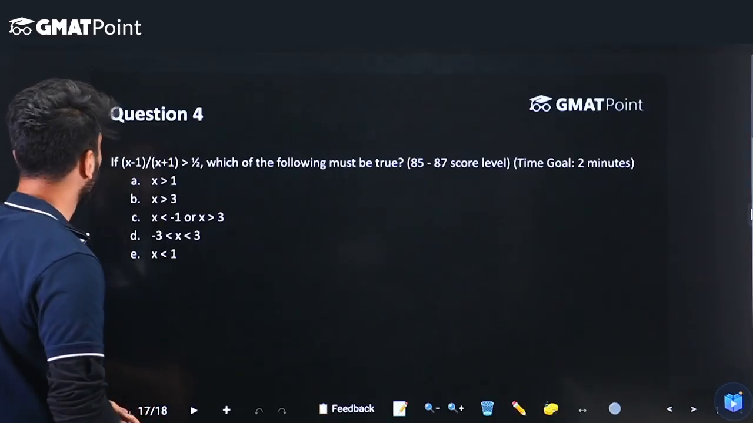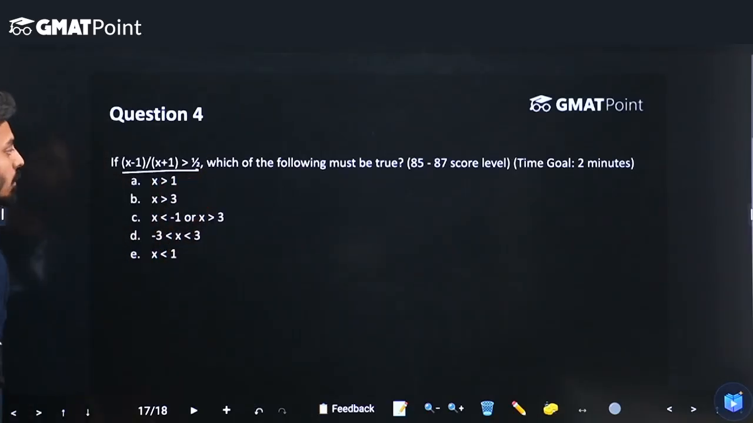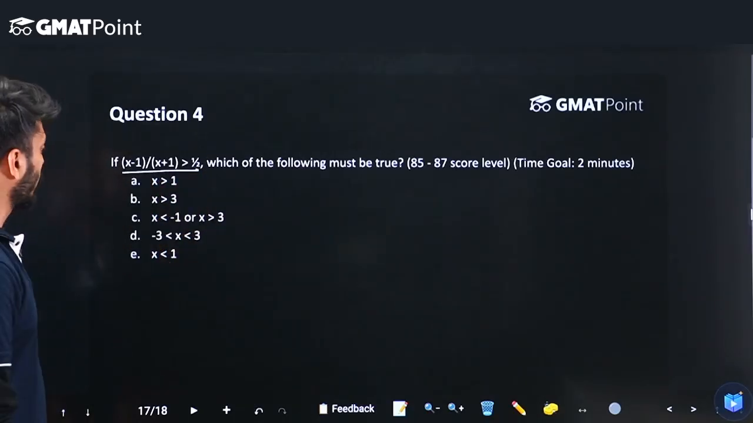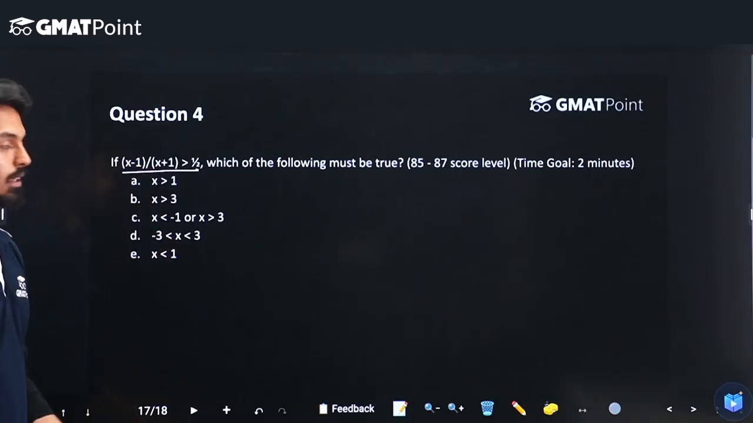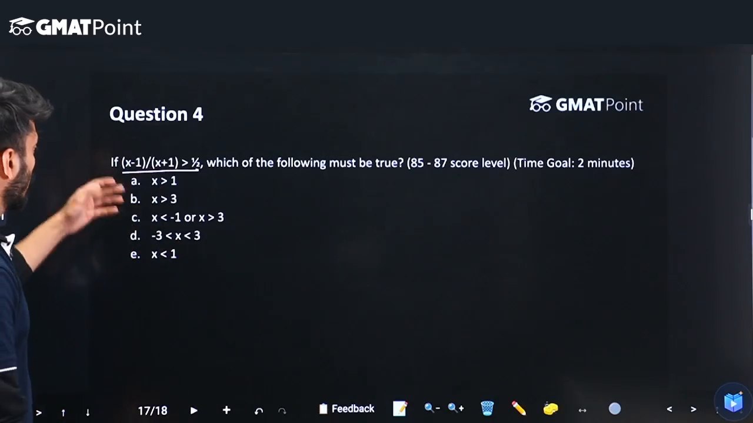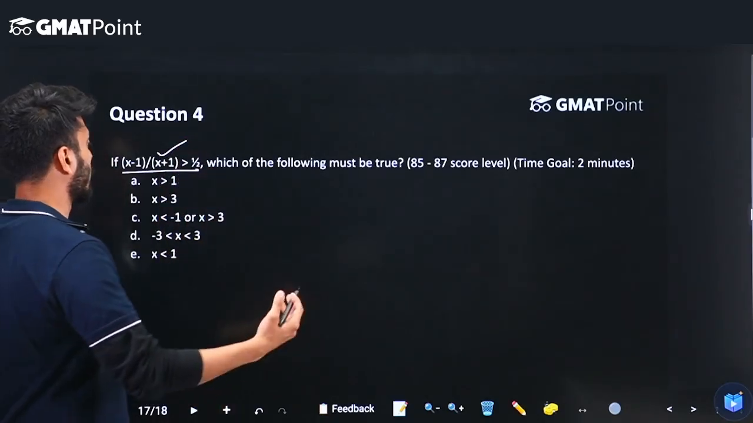Let's get started. So we can see we are given that (x minus 1) over (x plus 1) is greater than half. Then which of the following must be true? And we can see we are given various constraints on x. Basically, the question is just asking us what are the ranges of values for x for which this inequality holds true. So let's look at that.